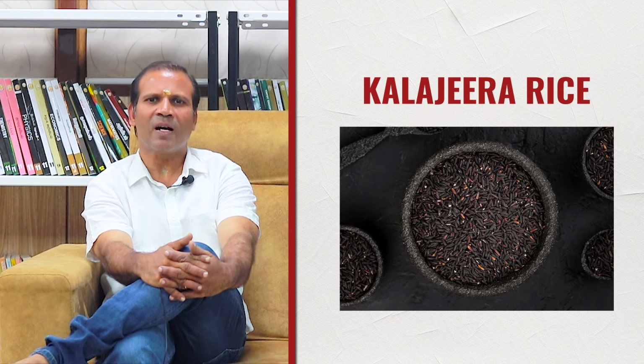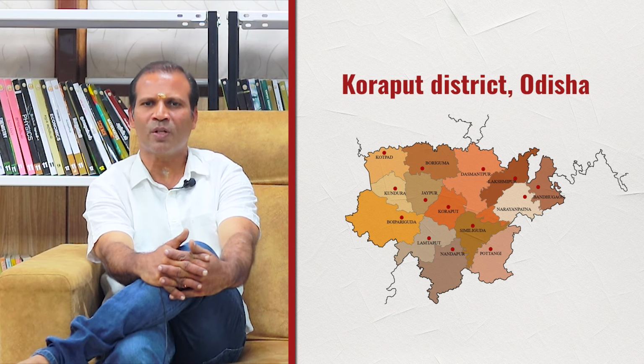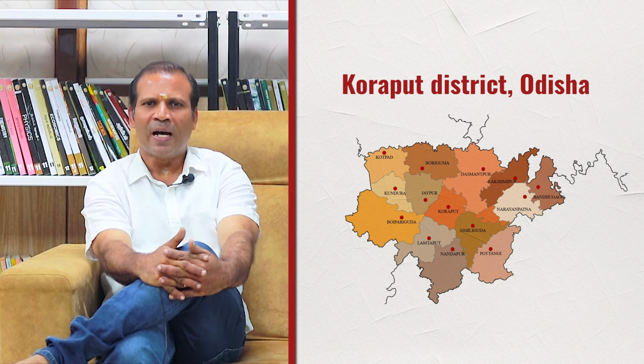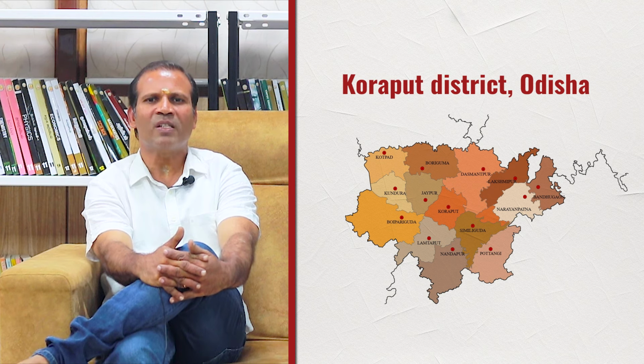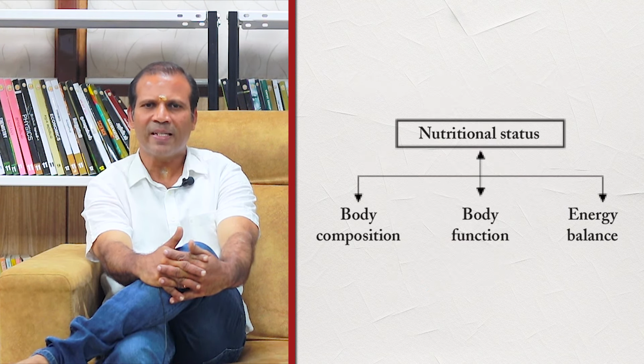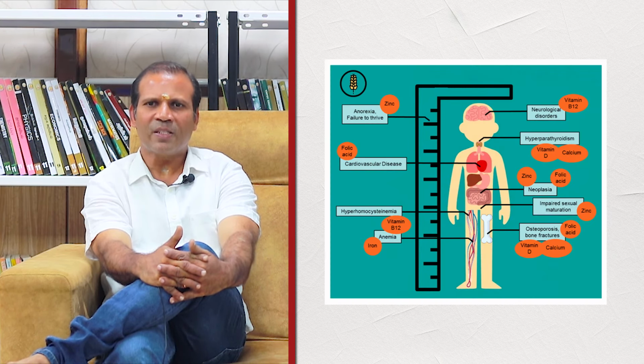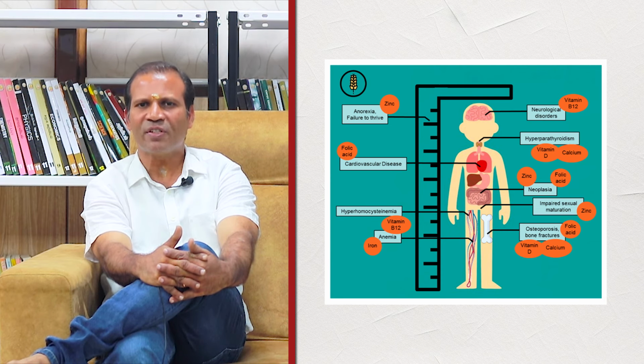And the next one, Kalajira rice. It is cultivated in various parts of Koraput district of Odisha. This rice is also conferred with the geographical indication in India. This rice is very important for increasing the nutrient status of human beings, and it is very useful for curing many diseases, especially nutrient deficiency diseases like diabetes and other diseases.